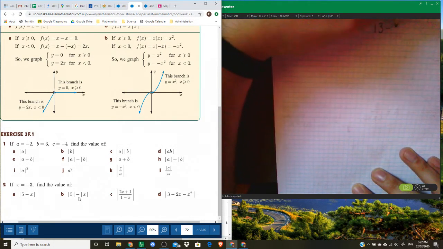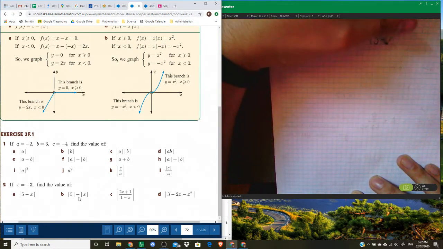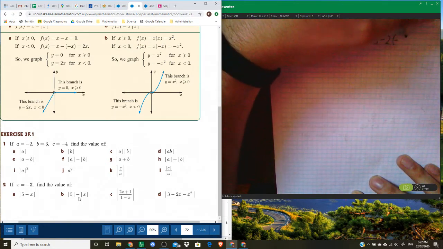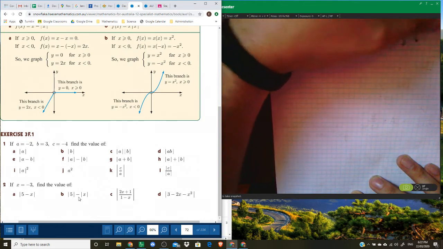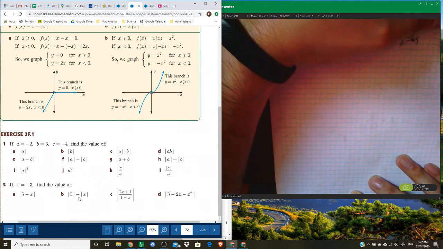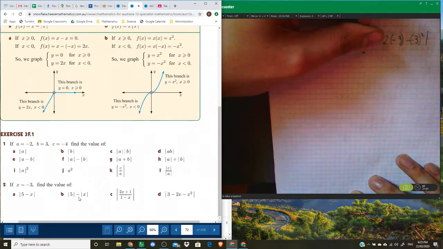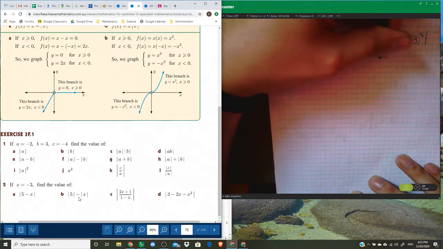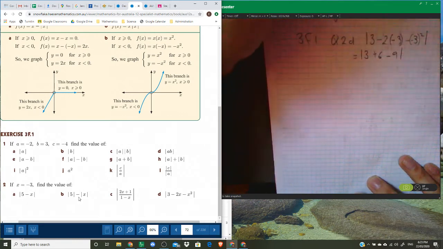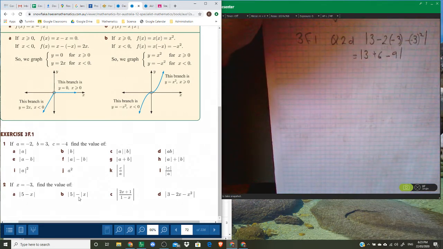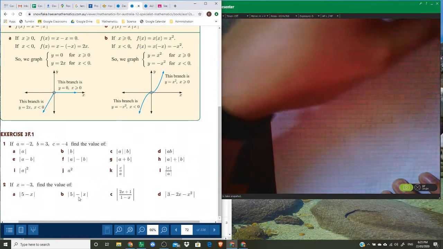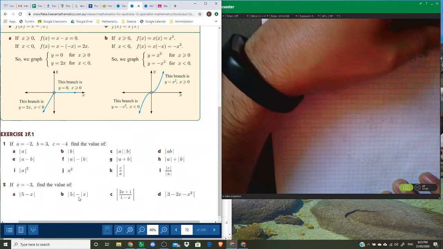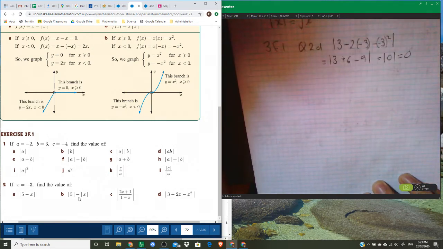3 minus 2 lots of negative 3 minus negative 3 squared, modulus. So 3 plus 6 minus 9. Is there really much more to it than that? Well, that's trivial anyway, because it's the modulus of 0, which is 0.